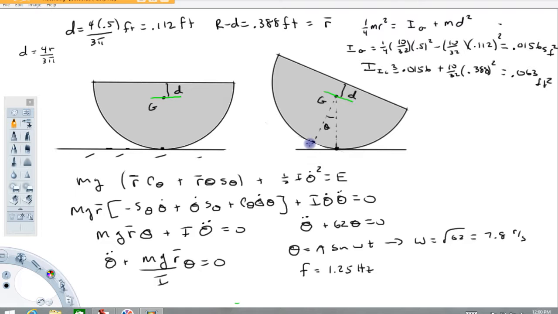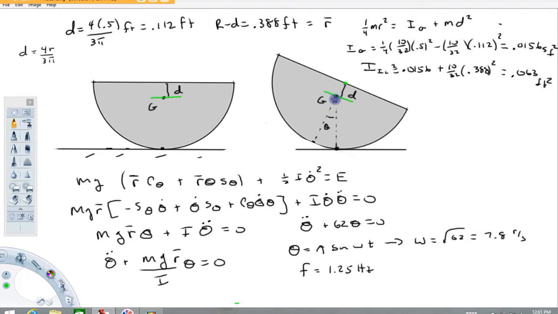When we do that, we can get it by starting with the moment of inertia of an entire disk, which I know is 1/2 mr squared. And therefore the moment of inertia of this half disk about that green dot would be 1/4 mr squared. By the parallel axis theorem, the moment of inertia of this system about this dot has to equal the moment of inertia about g plus an md squared term, where again the d is 0.112 feet. So that's how I calculated the moment of inertia about g. I got 0.0156 slug foot squared for the moment of inertia about g.